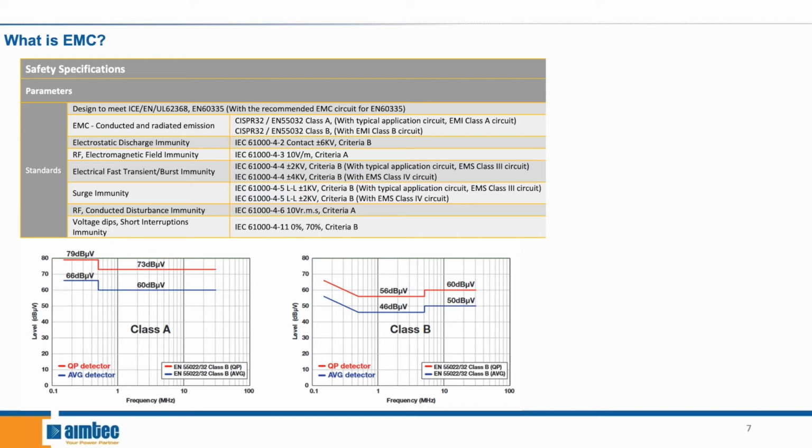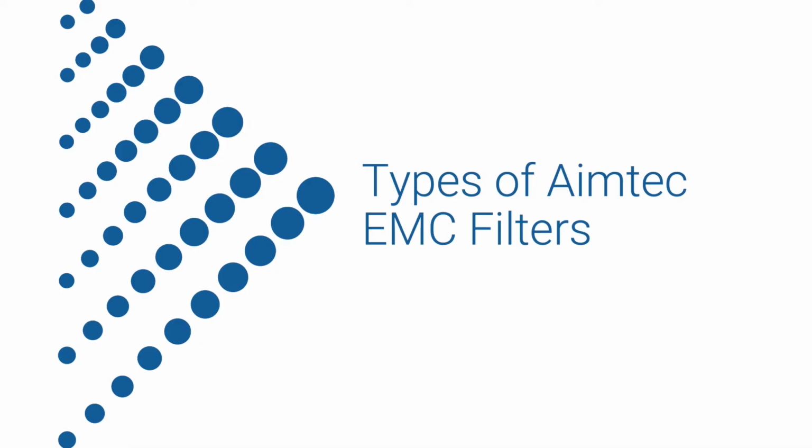So going through this table, you can see which standards the component actually meets, and if any external circuits are required, then they will be listed here, and you will be able to find an actual diagram of those circuits further on in the datasheet. Right below, we have two graphs that show us that Class B is actually more stringent than Class A. Just as on the previous slide, the red line is the maximum threshold to comply with the standard, and the blue line is the average. If we have a peak reading above the red line or an average reading above the blue line, then the component will fail the EMC test.